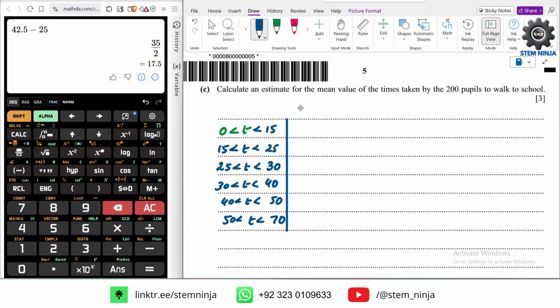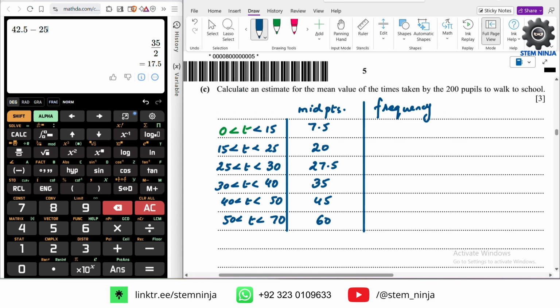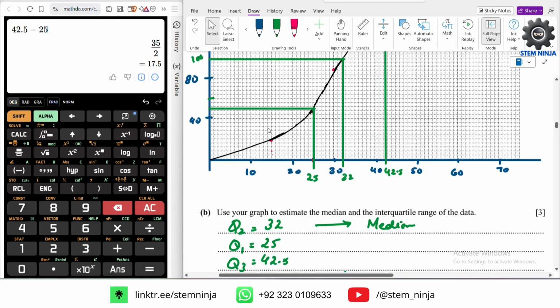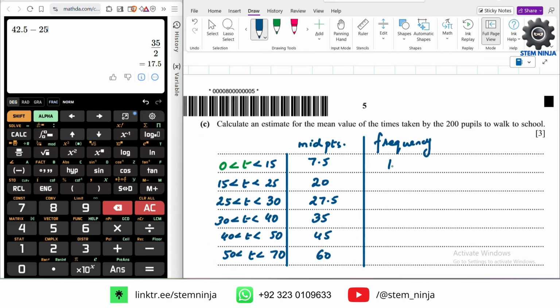So the next item on the agenda, these are class boundaries. We need the midpoints. So 7.5, this would be just 20, 27.5, 35, 45, 60, and now we need the frequency. So you see we need to extrapolate these from the cumulative frequency graph. So the first, 0 to 15, is 18. Then the next one was 46, so 46 minus 18, 28.